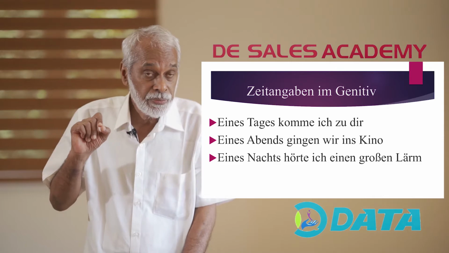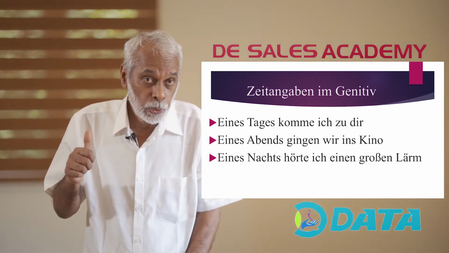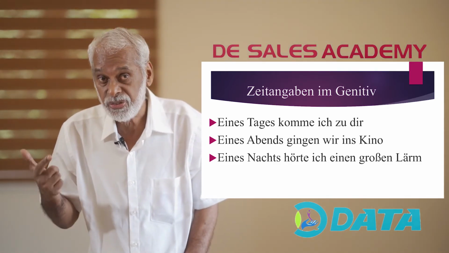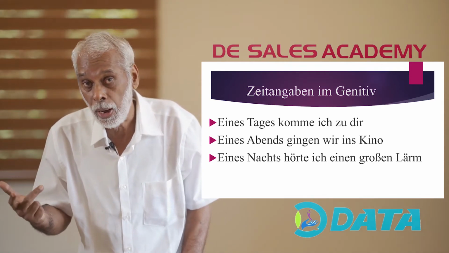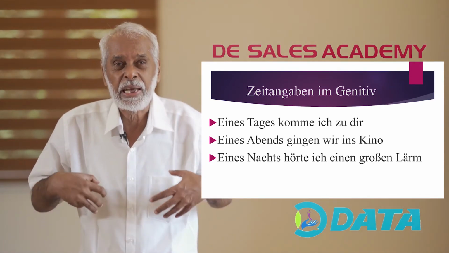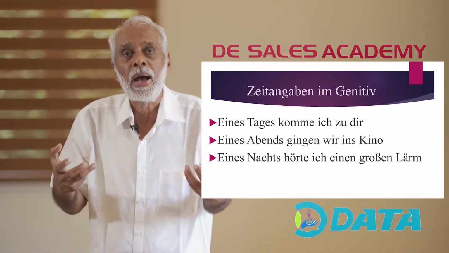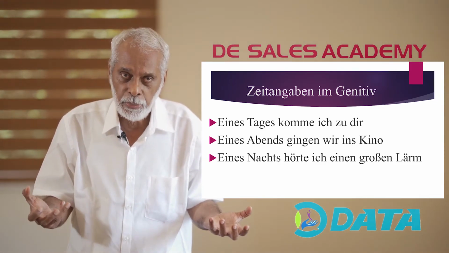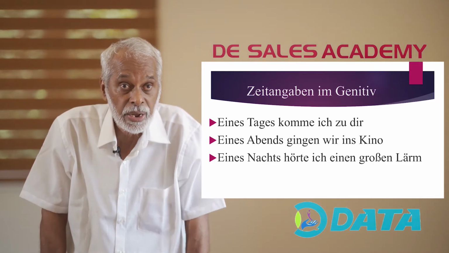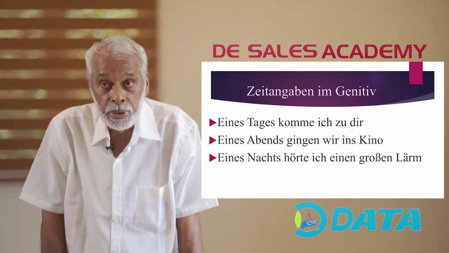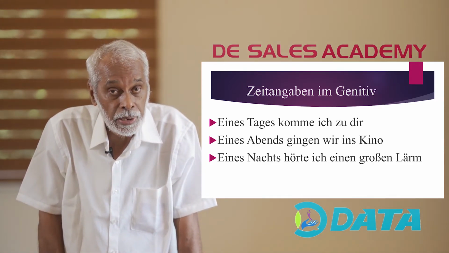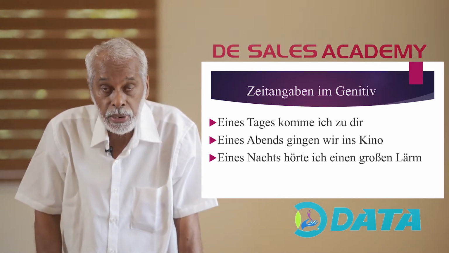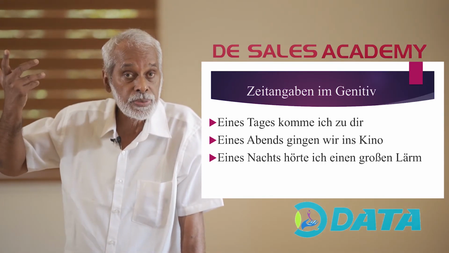And very, very strange, even though the article of Nacht is die, it is a feminine noun, it is taking the characteristic of a masculine noun or a neutral noun. Example, eines Nachts hörte ich einen großen Lärm. One night I heard a big noise.